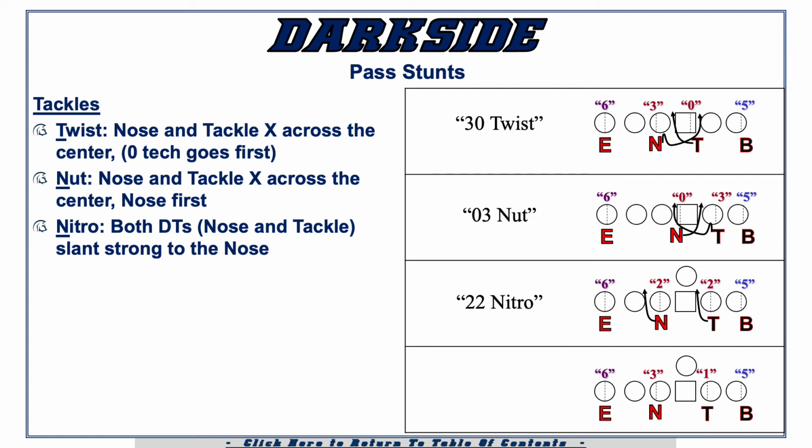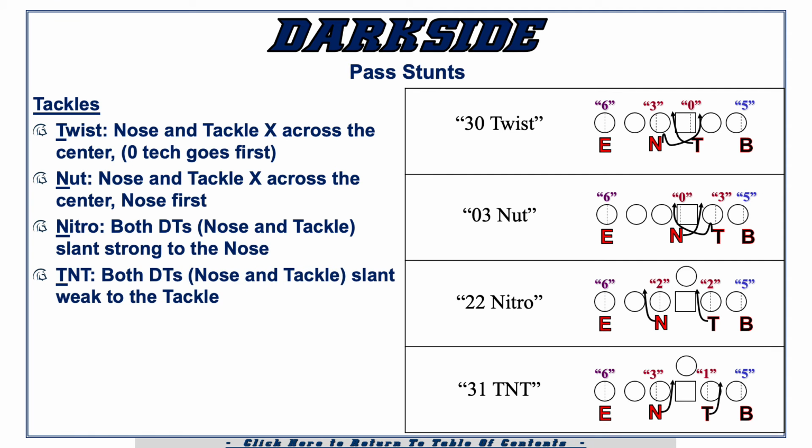This is something we also like to call if we know a team's going to sprint out a lot and they're always going to sprint out to the field. We'll automatically call nitro to give the nose and the tackle a head up on them. Now TNT is the same thing. It's a double slant towards the tackle, and exact same thing as nitro, just in reverse.